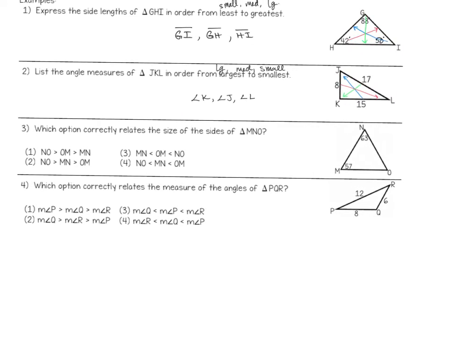These next questions are multiple choice. They are asking you which option correctly relates the sizes of the sides of triangle MNO. So in order to do that, I need to know what this third angle is. What is the measure of angle O? All three angles have to add up to 180. So I can say 180 minus 63 minus 57 is 60 degrees.